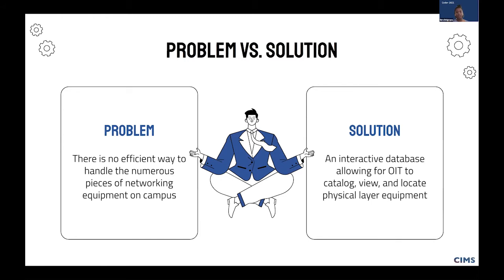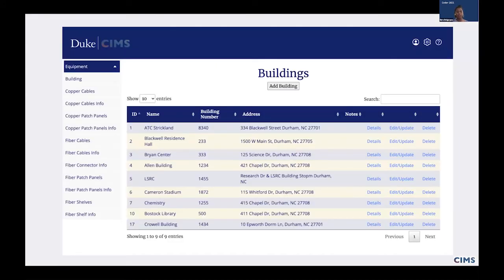So our team has been tasked with coming up with a solution to this very problem as it's faced by Duke OIT. And our stakeholders wanted a site where they could easily catalog, view connections, and access networking equipment. So given these deliverables, we spent the last 10 weeks developing the Cyber Infrastructure Management System. And here's a quick little snippet of our site.